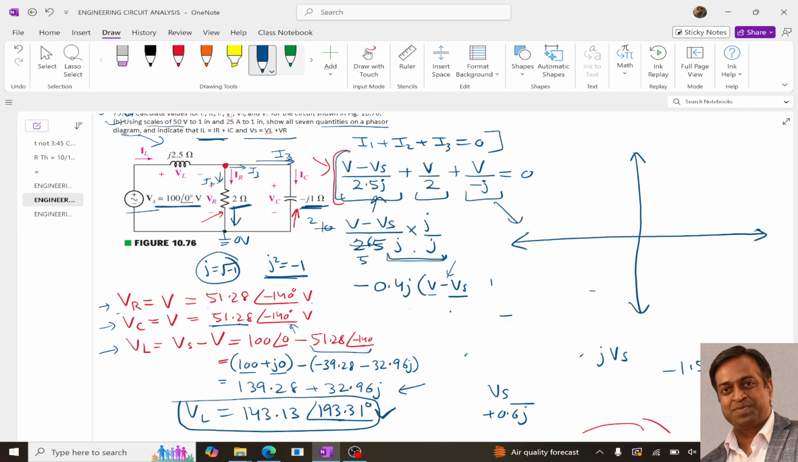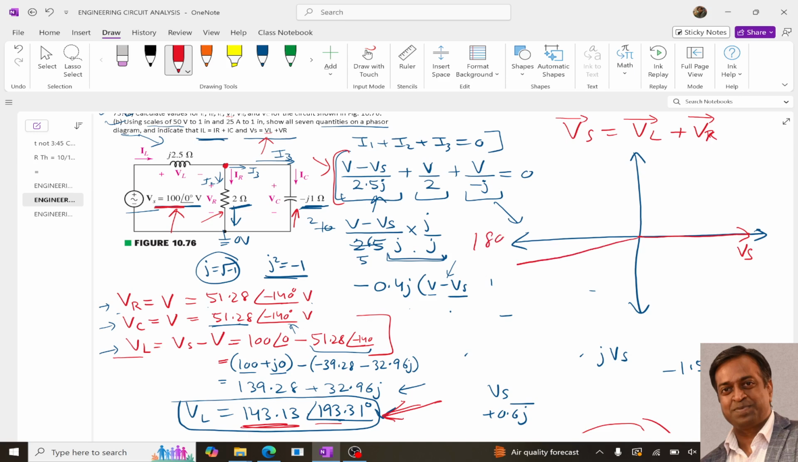So over here our VS is 100, angle is 0 degree, so this arrow is our VS, angle is 0 degree. Now the next is VL, because it is VS equals VL plus VR, and it is a vector, right? So VL is this. It is 143. Angle is 193. So 193 angle will be, this is 180, so 193 will be somewhere over here.